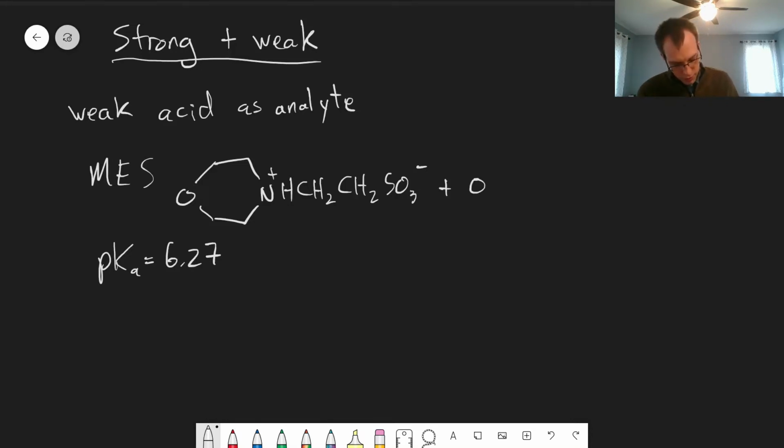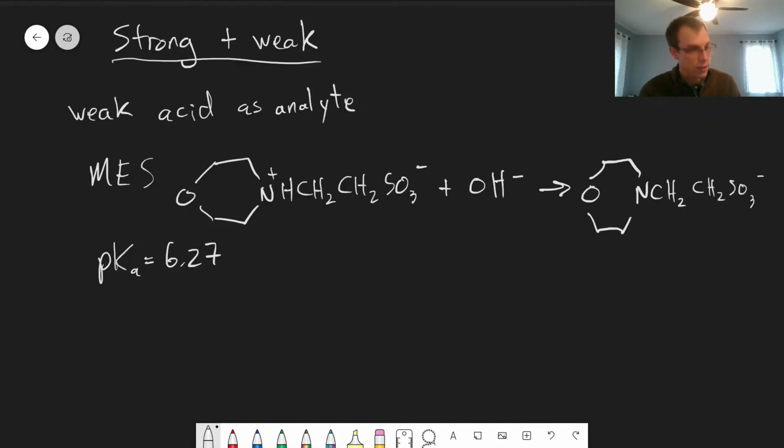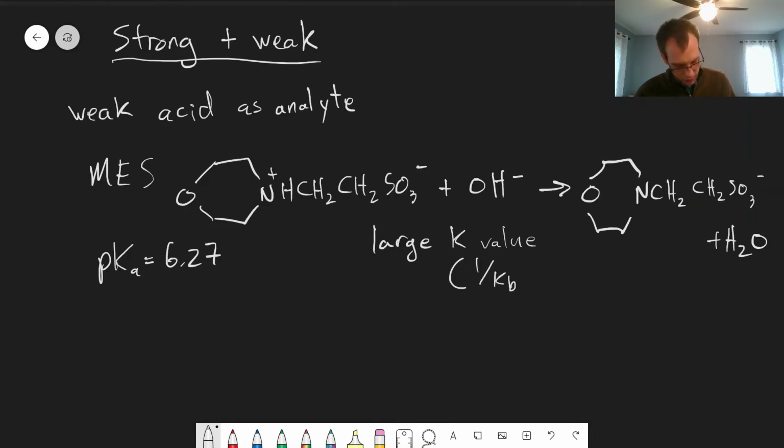And this is going to react with hydroxide. We'll use sodium hydroxide as our titrant to form the deprotonated version. So the proton gets lost from the amino group. So we'll form N, without the H plus, CH2, CH2, SO3 minus, plus water. All right, so this will have a large K value. It's 1 over Kb, which is going to be something like 5 times 10 to the 7th.